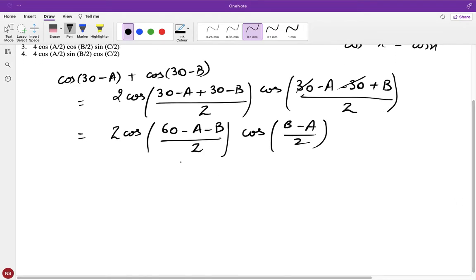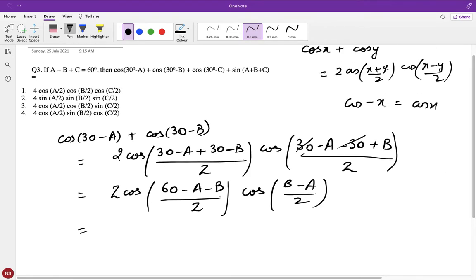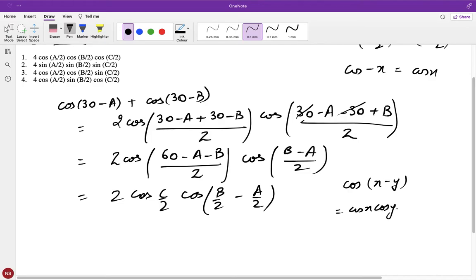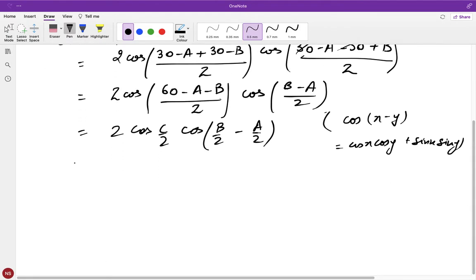So I can also write it as (a minus b) by 2. Now a plus b plus c is given to me as equal to 60. So 60 minus a minus b would be what? c. So this is 2 cos (c by 2) and cos of, let us write it as (b by 2 minus a by 2). Now this is another formula, cos of (x minus y) is cos x cos y plus sin x sin y. These are all very basic trigonometry formulas, everybody should be knowing them.